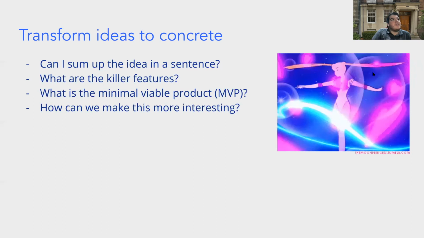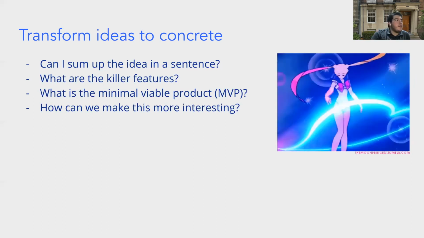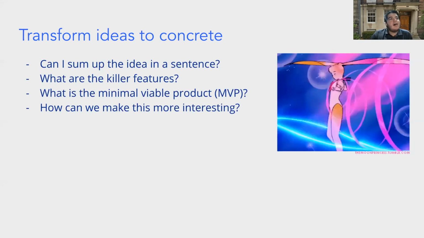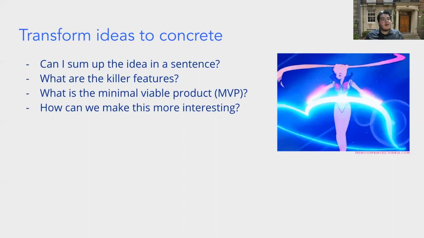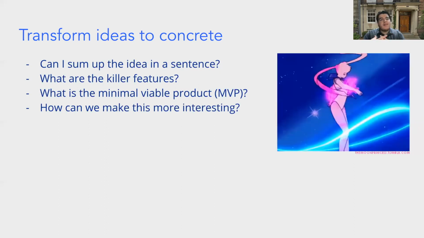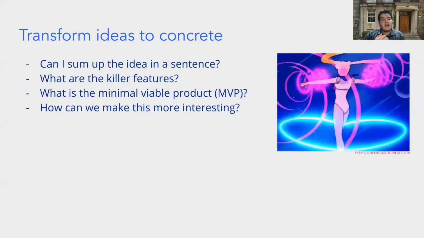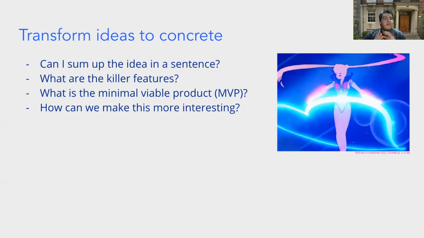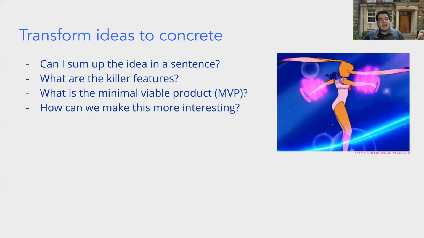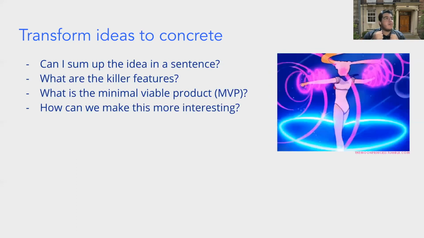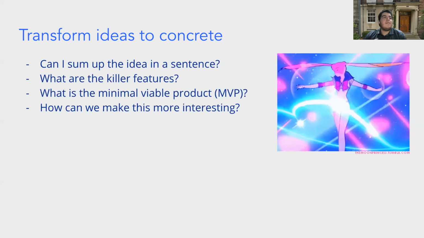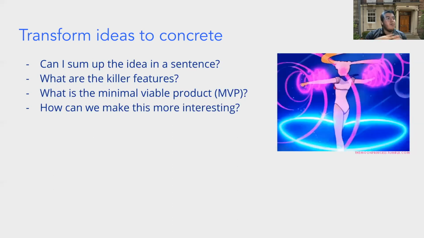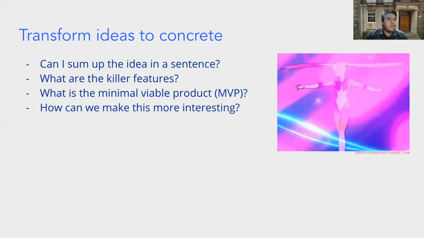And so when you're trying to transform these ideas into concrete websites, first you want to ask, can you sum up this idea into a sentence? If you have all these features and all these concepts, you want them to be unified and coherent under one common theme or idea. If you have a bunch of disjoint ideas that aren't really connected, it's really hard to understand what the exact purpose is. You want to ask yourself, what are the killer features that make your web app unique and viable and functional?